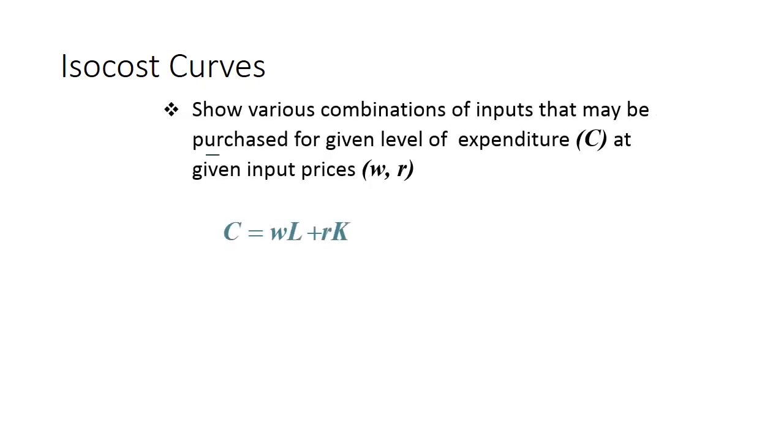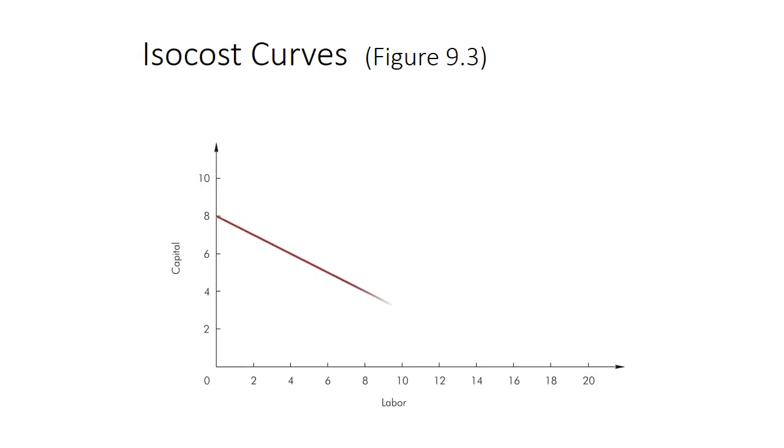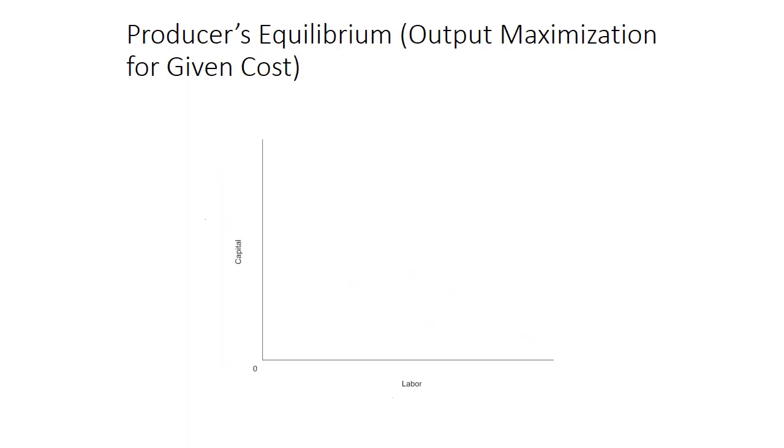K is the amount of capital. So C is WL plus RK. Now drawing it on the graph, we get the isocost line or the isocost curve. If the producer's expenditure or the budget increases, the isocost line shifts.